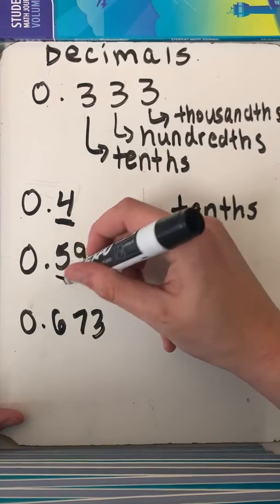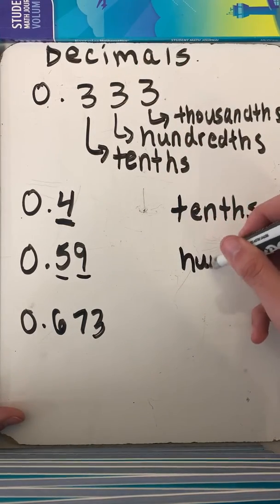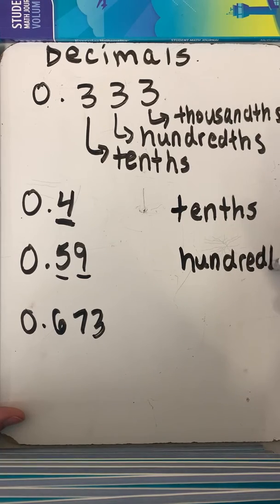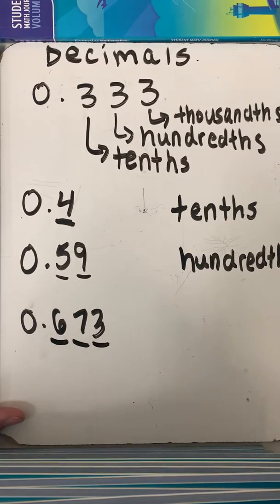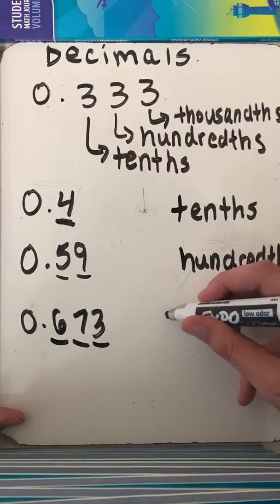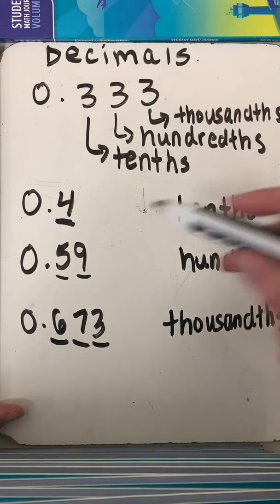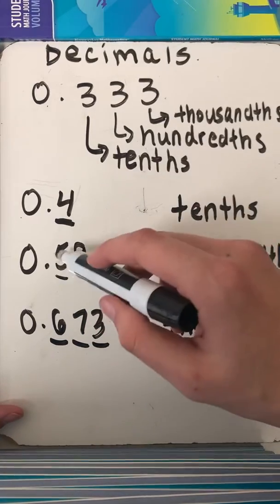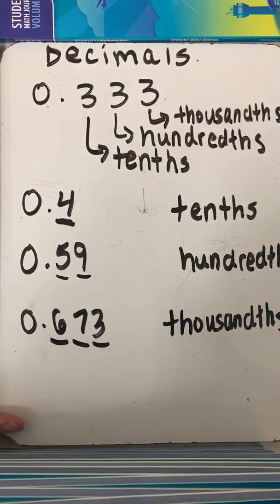This one has 2 digits after the decimal point. So I know this would be hundredths. And then this last one, I have 3 digits after the decimal point. 3 digits would be the thousandths place. So I know this would be something thousandths. You would just read the number and then follow up with the place value. So this would be 4 tenths, 59 hundredths, 673 thousandths. And it really is just that simple.